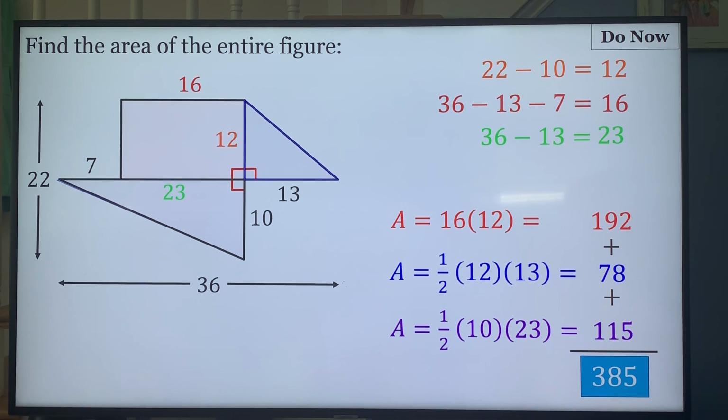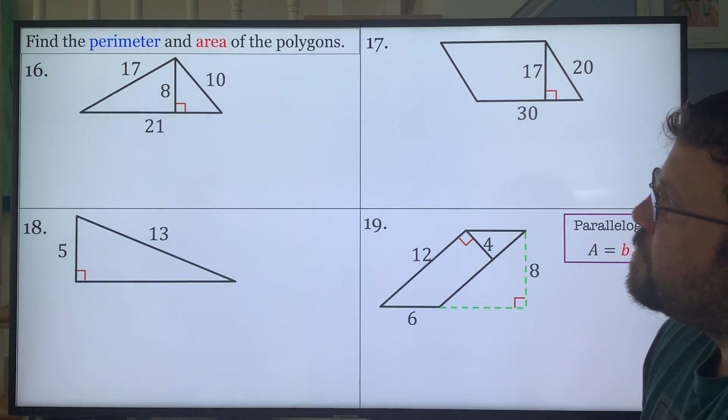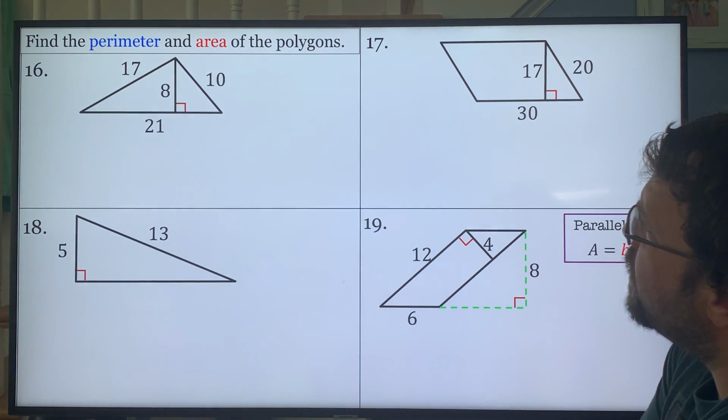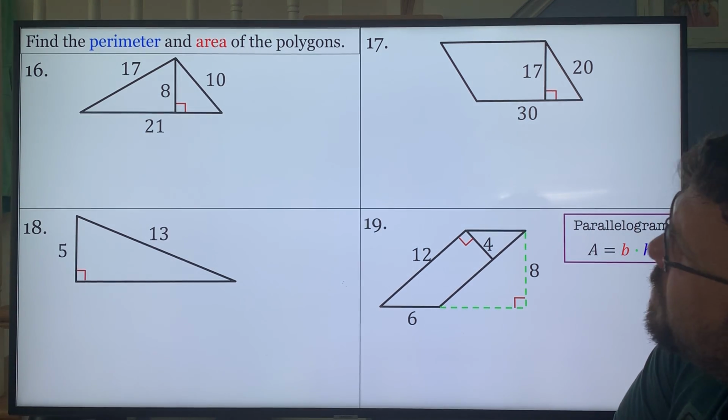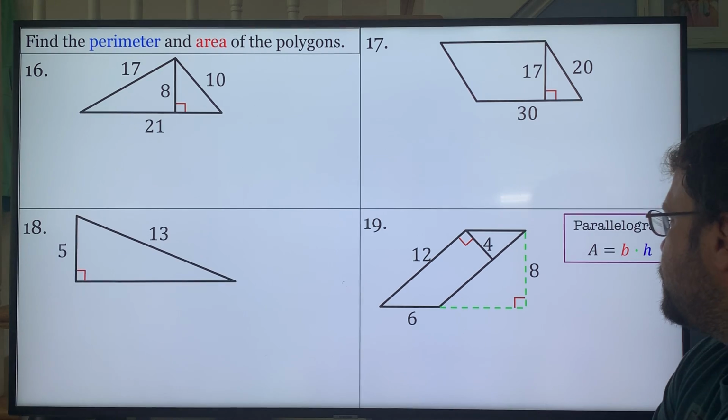See? I can make these things a little difficult. Let's do some more problems. Find the perimeter and area of the polygon. So you can do both.